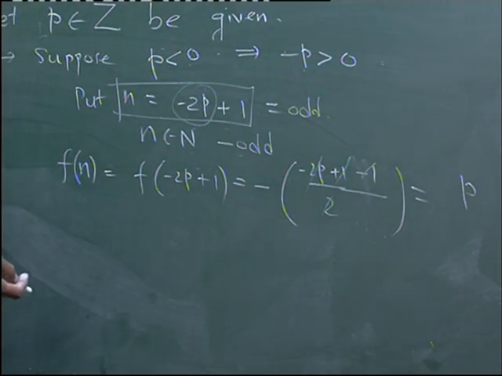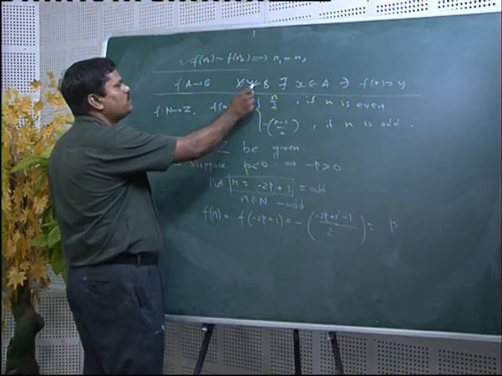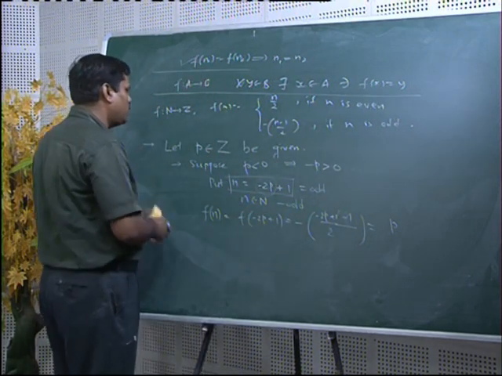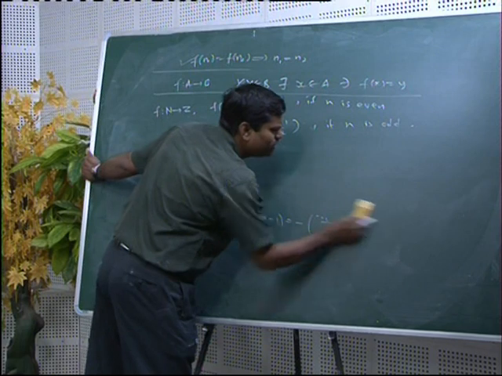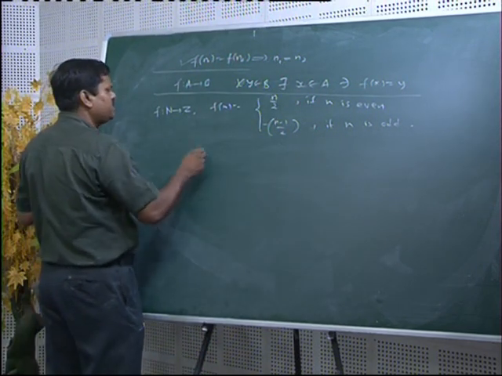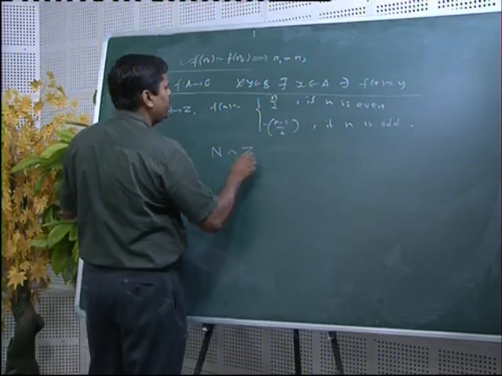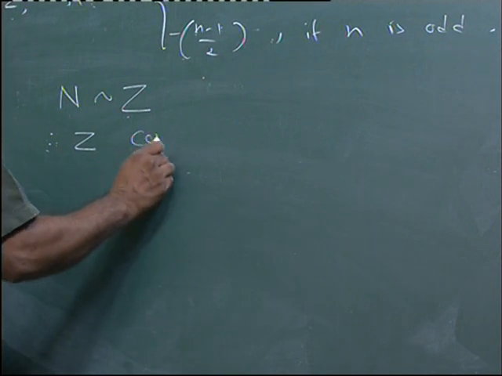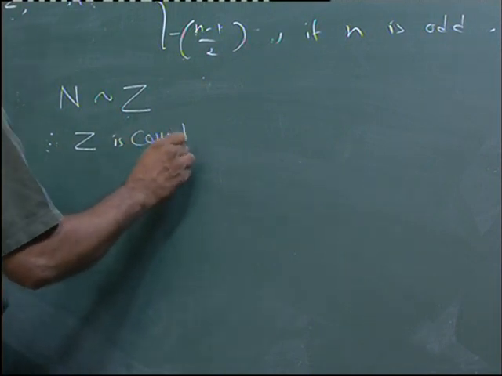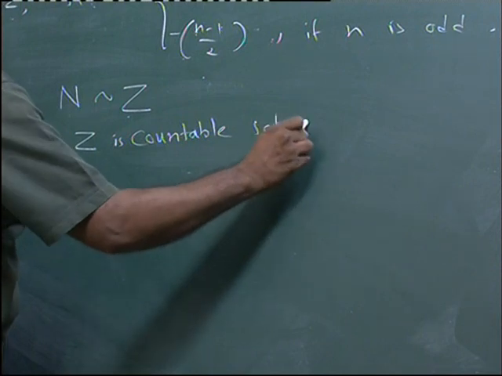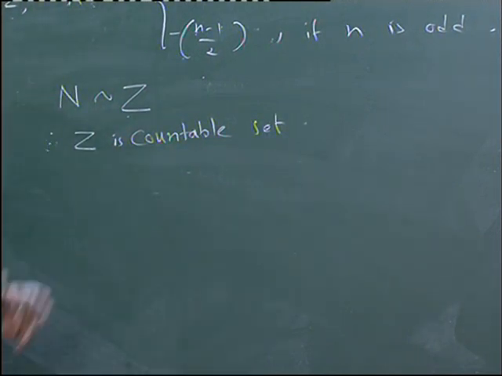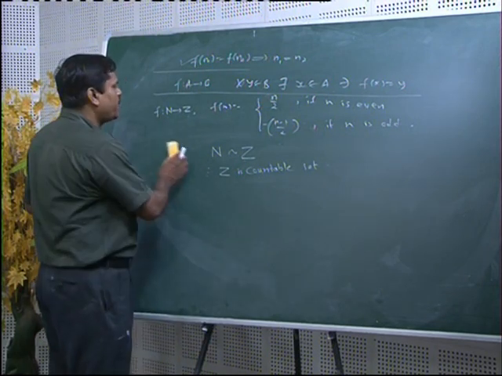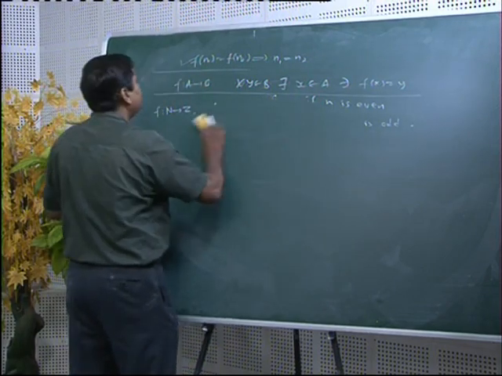Therefore, in every case, we have proved this condition: for every y belonging to B, there exists some x belonging to A such that f(x) equals y. Hence, this function is also onto. Therefore, the conclusion is that this function gives us a 1-1 correspondence between N and Z. That means N is equivalent to Z, and therefore, by our definition, Z is a countable set. So, this is the first interesting example of a countable set, which comes in a natural way, and one can define the function just by looking at the correspondence. Let us see the next example on the screen.